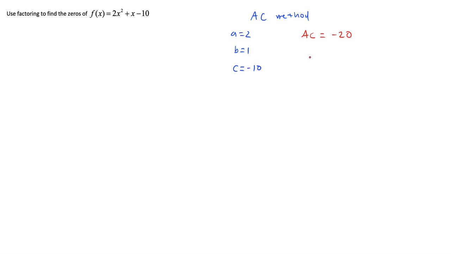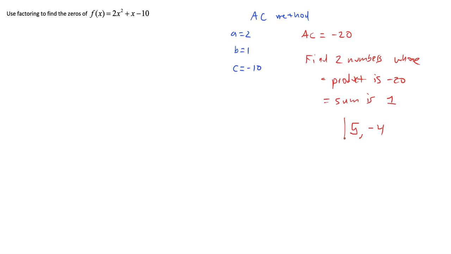Now we want to find two numbers, and there are two conditions here. The product: if you multiply the two numbers together, the product is negative 20. But when you add them together, the sum is B, in this case 1. What are the two numbers such that when I multiply them together, I get negative 20, but when I add them together, I get positive 1? In this case, we should get positive 5 and negative 4. These are the two numbers. So 5 times negative 4 is negative 20, but 5 plus negative 4 gives us positive 1.